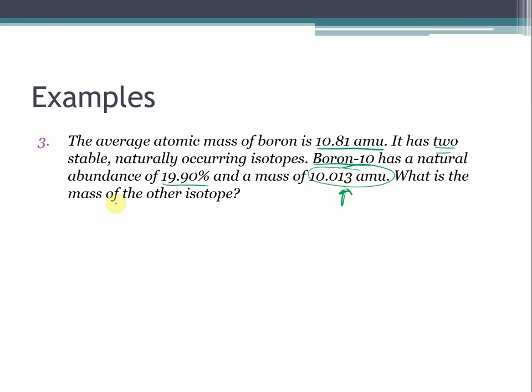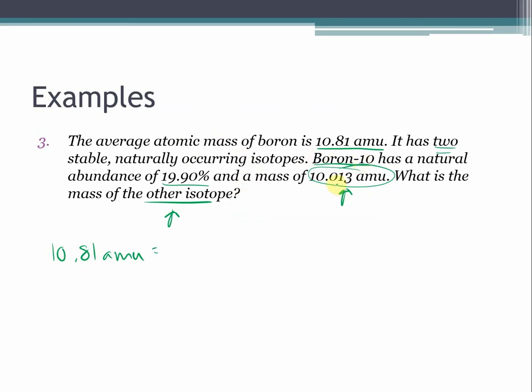We need to find the mass of the other isotope. So we're still going to use our average atomic mass equation. We're just going to solve it out a little differently. We're going to do a little bit of algebra, and it's going to be okay. So first we will set up our equation. Average atomic mass is 10.81 AMU. That's going to be equal to, remember, the mass of each isotope times its abundance divided by 100.